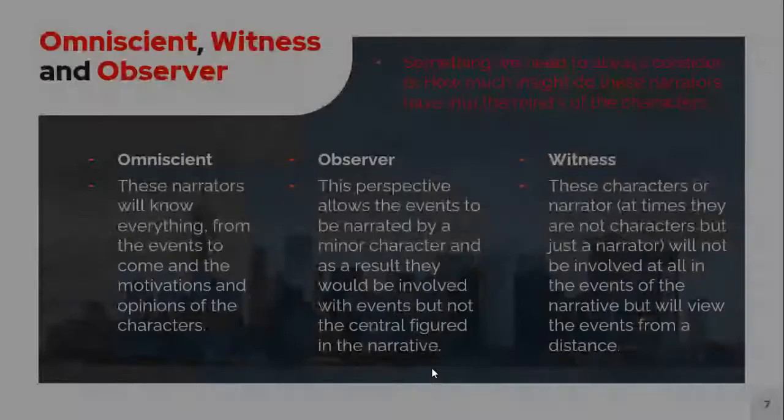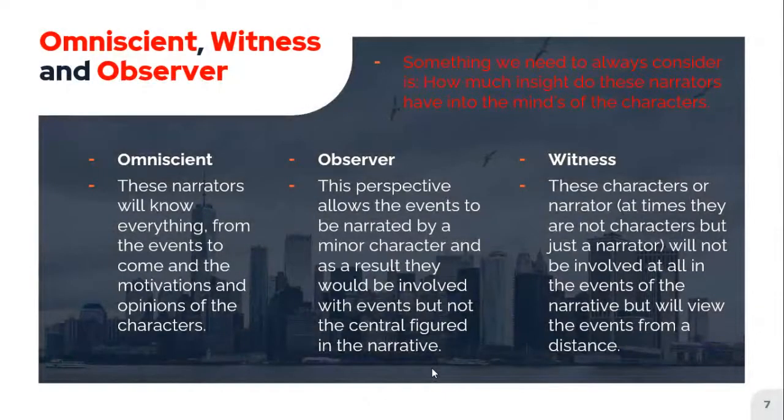Okay, so let's break that down a little bit further. And as I've said already, we need to keep in mind how much insight our narrator has into the minds of the characters. How much can they see what is going on in the head of a character? And that is what's going to differentiate between an omniscient narrator, an observer narrator, and a witness.